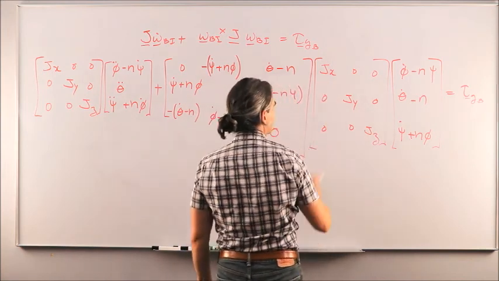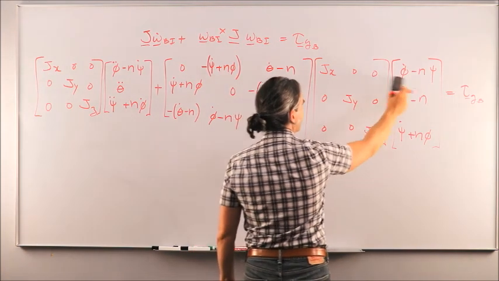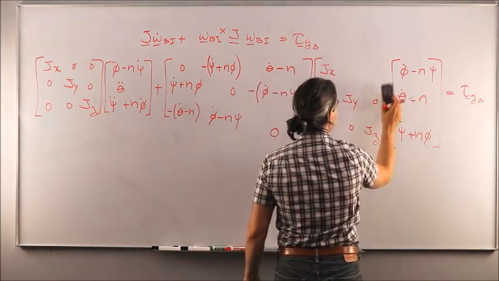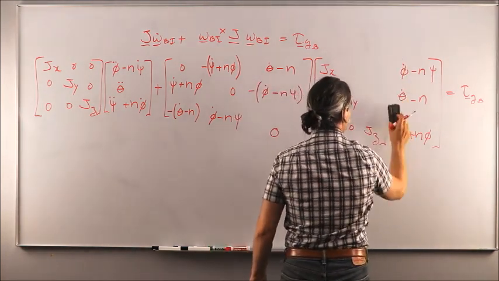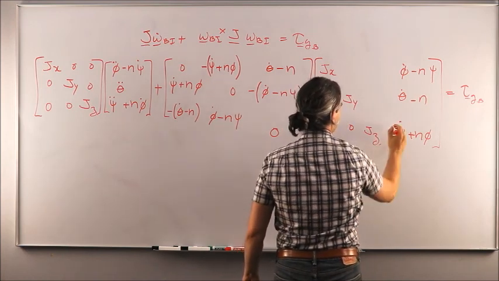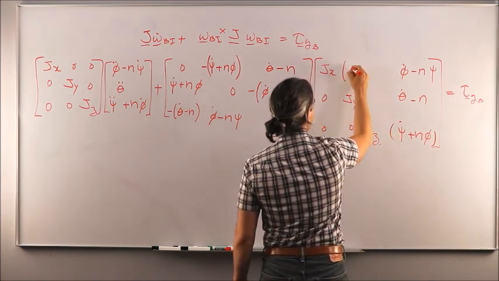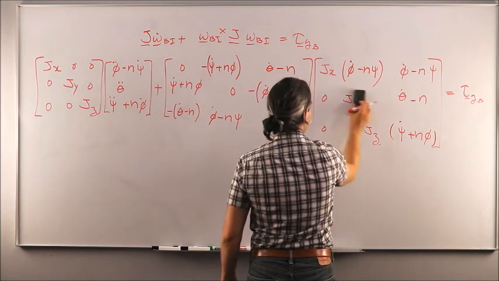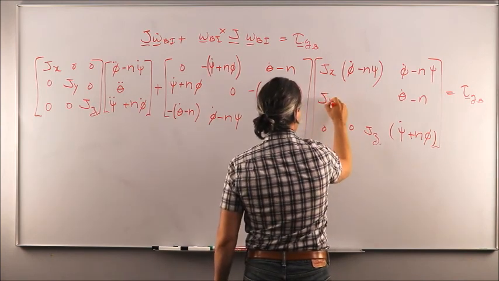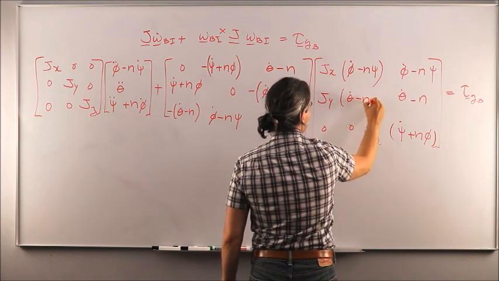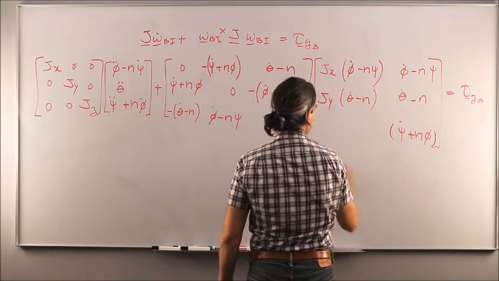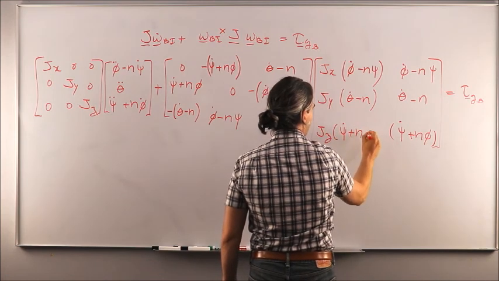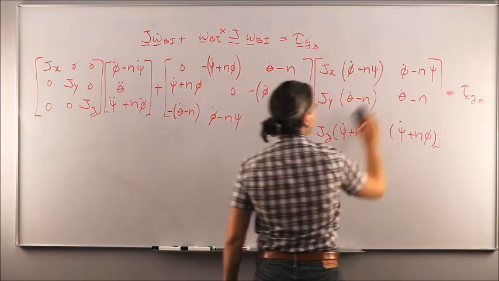This is easy to figure out because this is a diagonal matrix. So I'm going to get this times Jx, that times Jy, and this one times Jz. Like this, Jx. And that, Jy. This minus that, and Jz, times yaw rate plus N roll angle. Here we go.